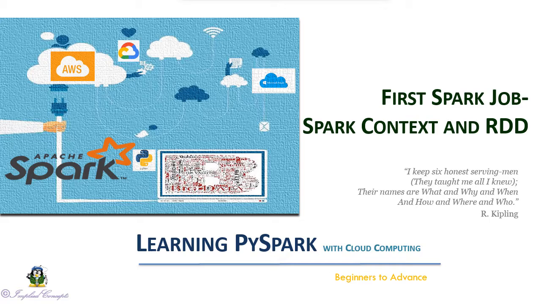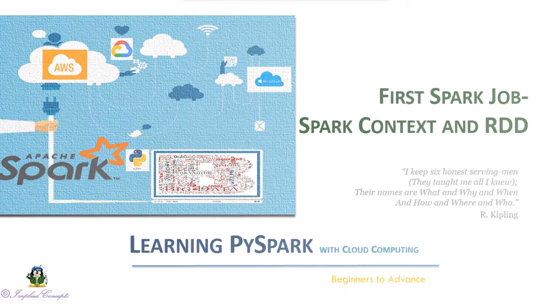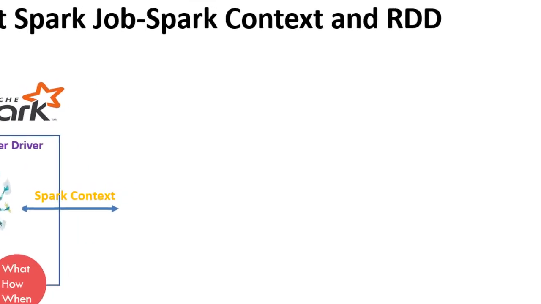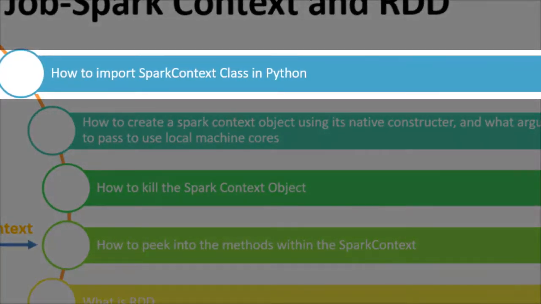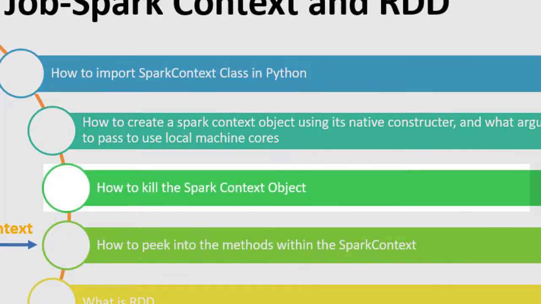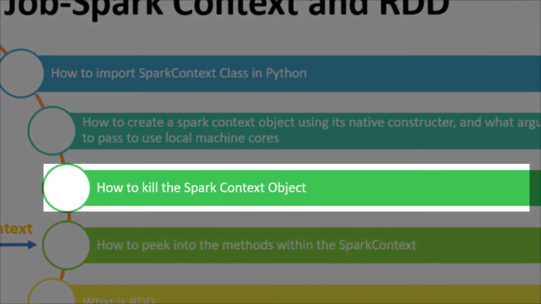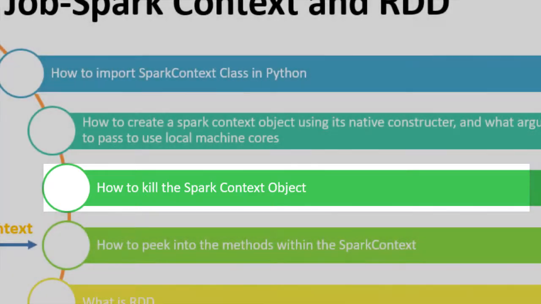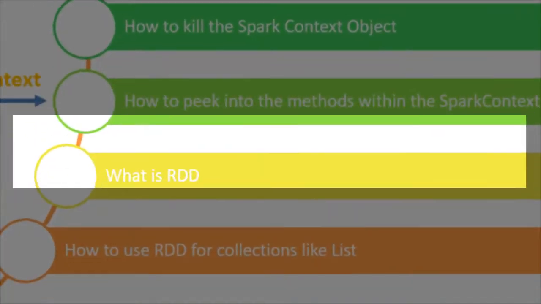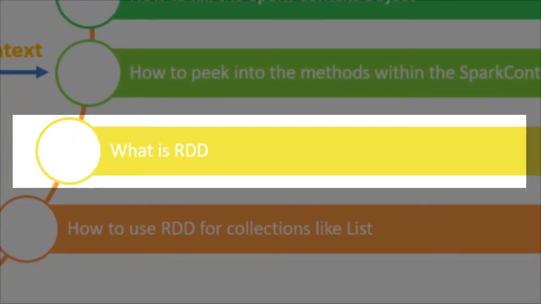We shall learn how to import the SparkContext class in Python, how to create a Spark Context object using its native constructor, and what arguments to pass to use local machine cores. How to kill the Spark Context object. How to peek into the methods within the Spark Context. What is RDD? How to use RDD for collections like list.